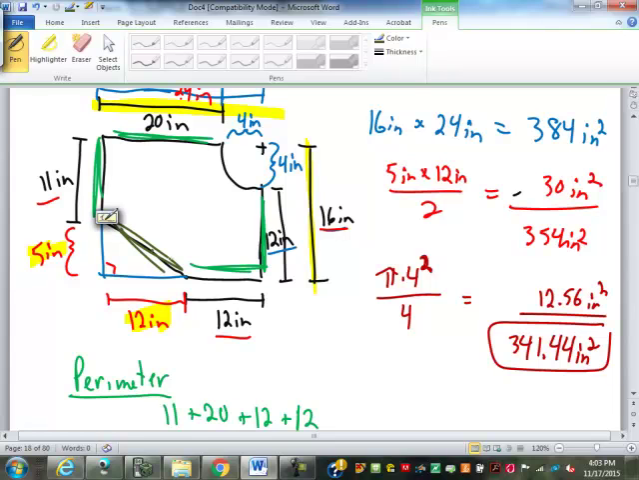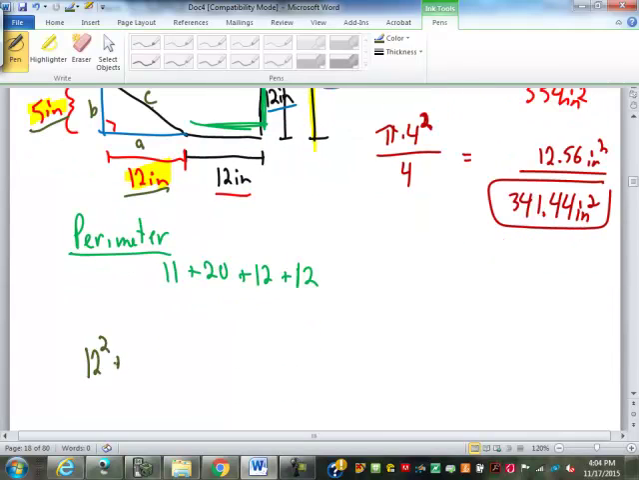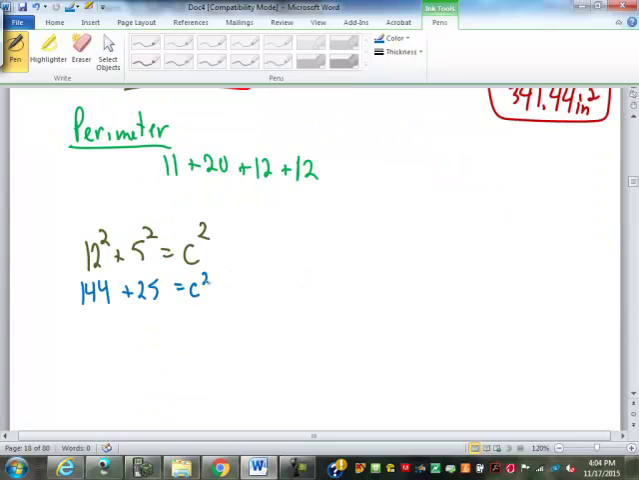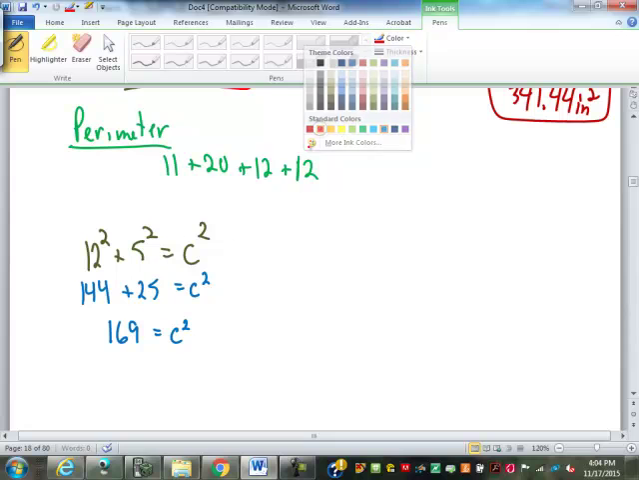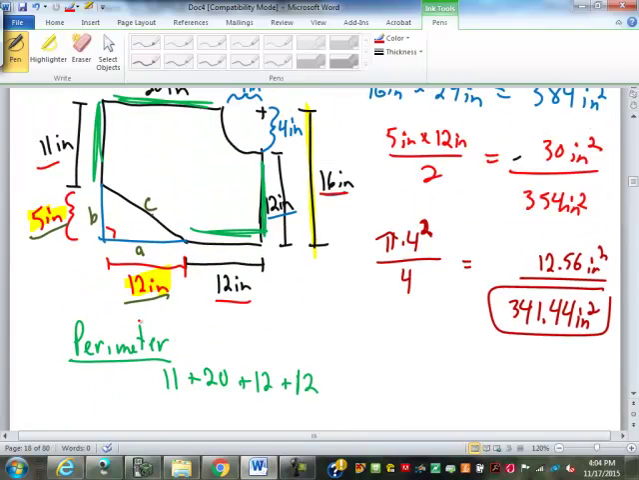I'm going to find this piece here from the triangle first. How do I find that piece? You got it. A squared plus B squared equals C squared. That is side C. So 12 squared plus 5 squared equals C squared. 12 squared is 144. 5 squared is 25. Adds up to be 169. The square root to get 13 is C. So C is 13, so we're going to add 13 to the end of that.